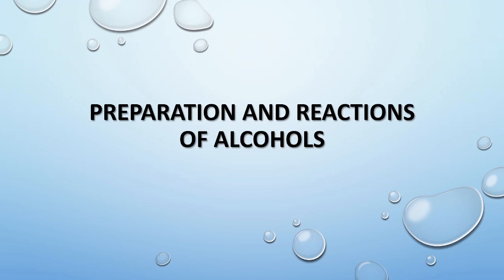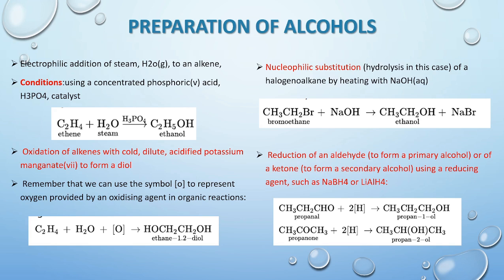This is my new video, preparation and reactions of the alcohols. So let's start. Preparation of the alcohols. The following are some ways how to prepare alcohol. The first way is the addition of steam into ethene. The condition needs phosphoric acid.